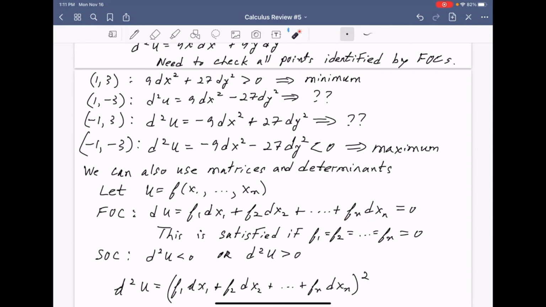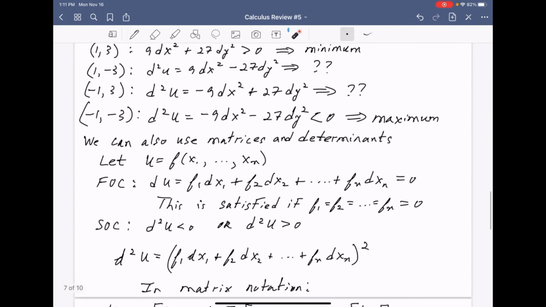dxn equals 0, and this is satisfied if all of the marginals are equal to 0. So f1, f2, which are the partials of f with respect to x1 and with respect to x2, have to equal 0, and the same is true for the partial of f with respect to n. It has to equal 0.